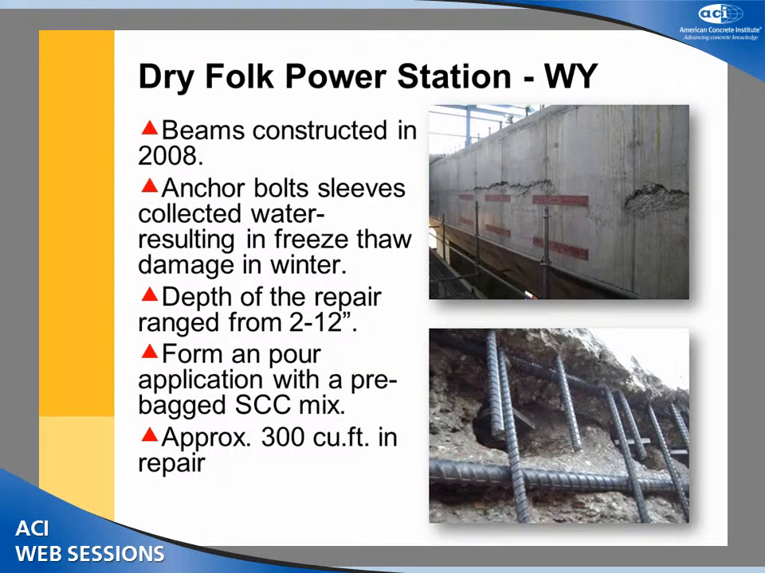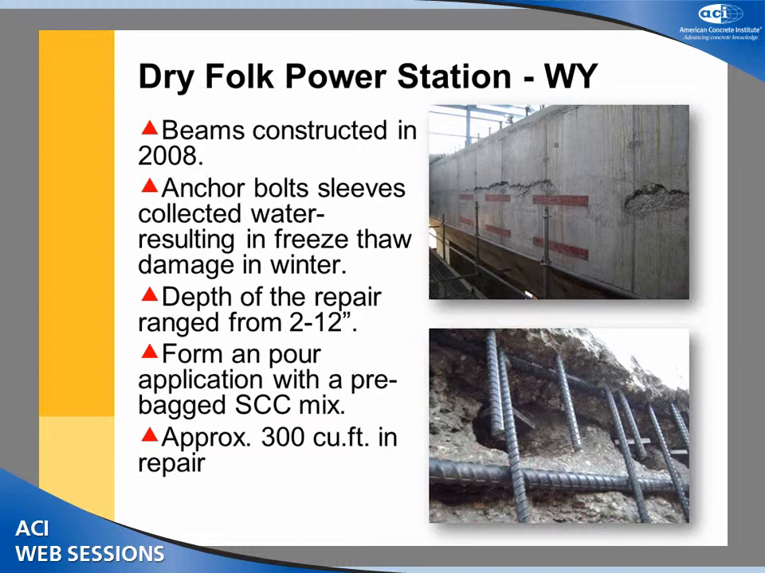This is another project, called the Dry Fork Power Station in Wyoming. This is a brand new construction where the contractor did not make provisions to protect the anchor bolt sleeve holes, and water collected in them and froze, causing a lot of expansion and freeze-thaw damage, and a lot of spalls in the end. Again, a lot of congested reinforcement. The need of the hour was to get a bag material that can be filled in with success and give you a nice repair.